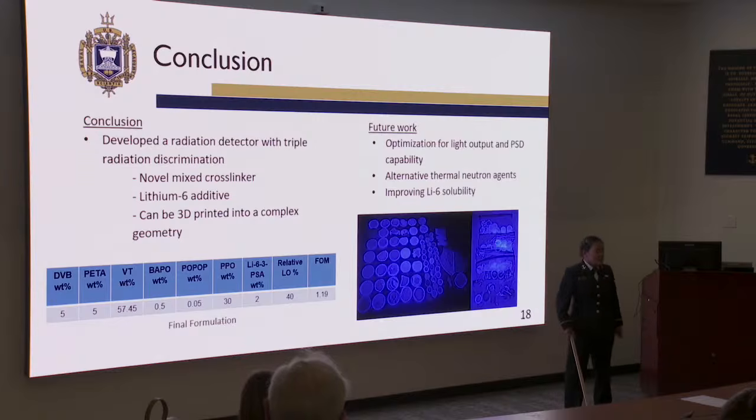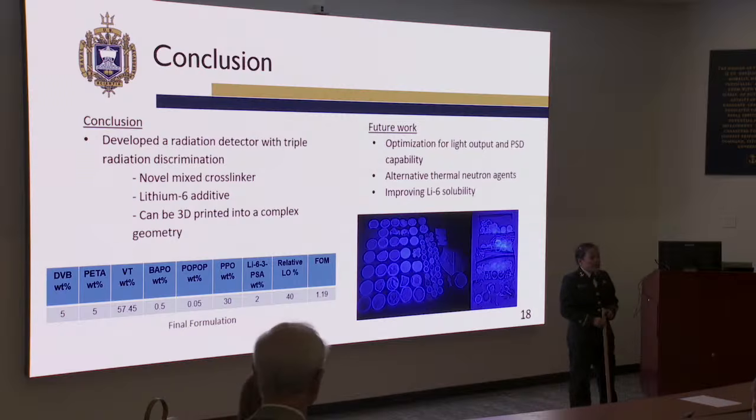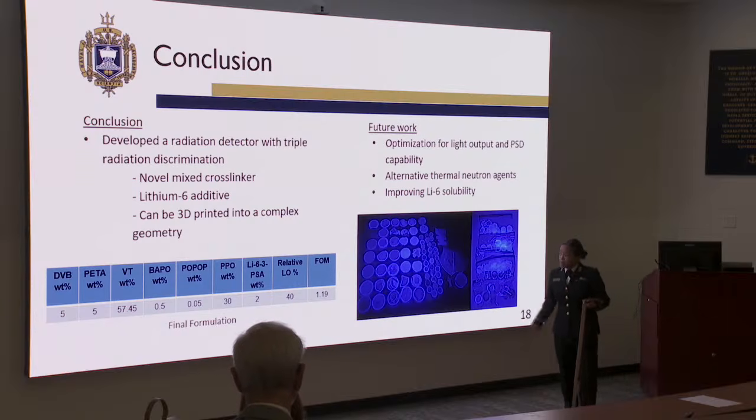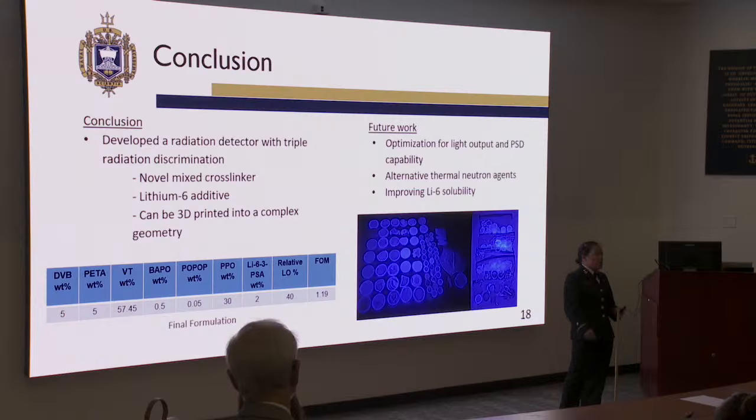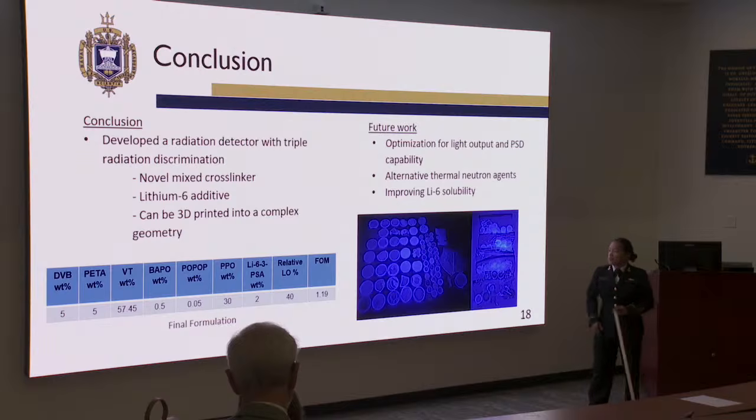In conclusion, I started this project 2 years ago, and we didn't have a resin that would even print in the printer, and it would take days to even thermally cure just with heat. And now we have developed a scintillator that can detect all three types of radiation. We created a novel crosslinker system, and we added lithium-6. And we printed a complex 3D geometry to prove that this works. This is our final formulation.